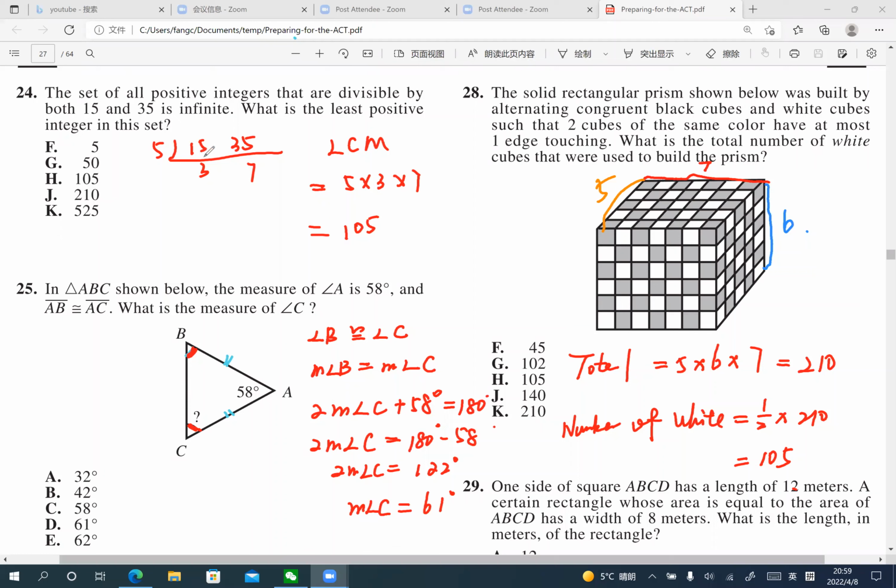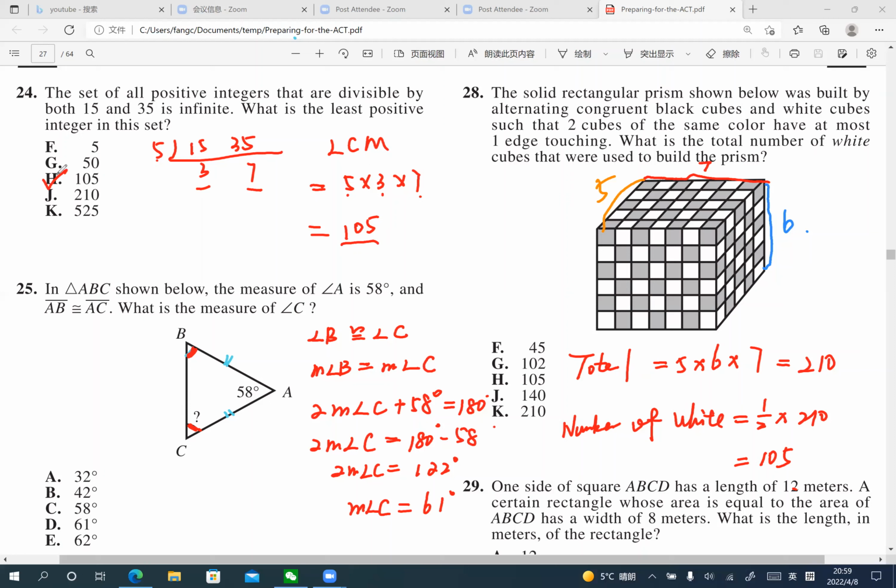So 15, 35 divided by 5. The common factor is 5. So divided by 5 is 3, 7. So the least common multiple equals 5 times 3 times 7, which is 105. So we should choose option H.